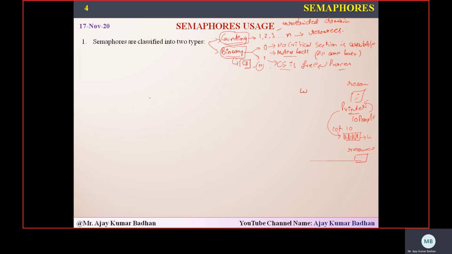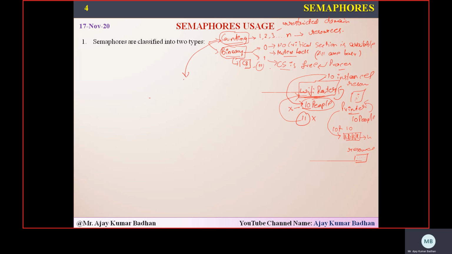For example, if you take a Wi-Fi router, assume that 10 people can simultaneously access this particular Wi-Fi router. What does that mean? This is a resource, and this resource has 10 instances. But if the 11th person comes, he has to wait until one of the 10 people leaves. Only then can the 11th person get a chance to be a part of this router. That is what we call instances.